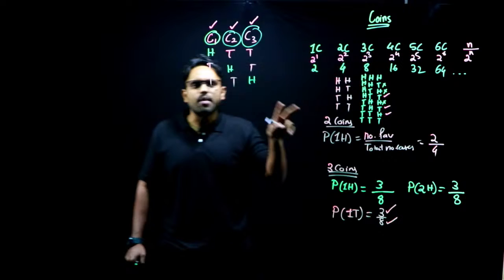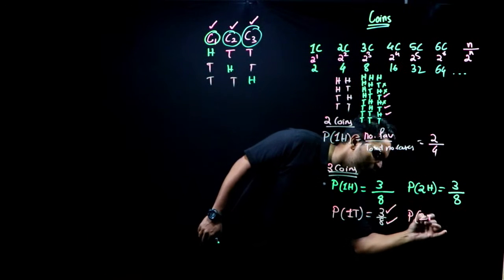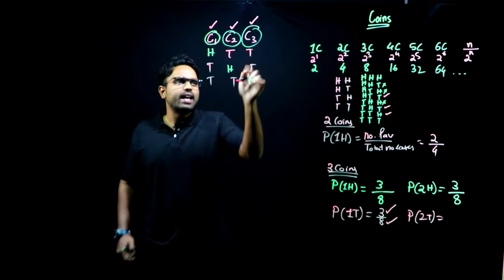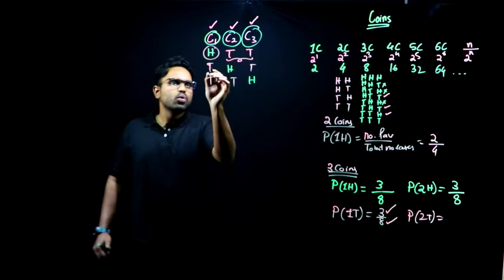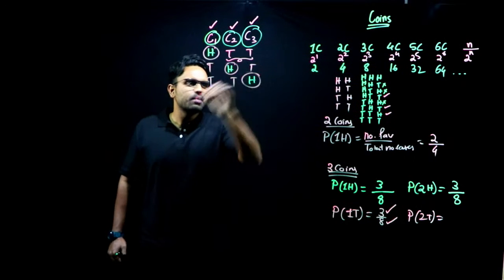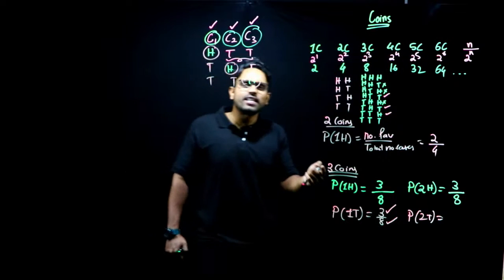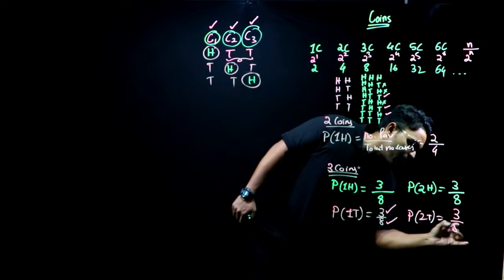What does 2 head mean to me? Now, if I ask you something like this, probability of getting 2 tails, guys. 2 tails, if you observe, is also nothing but 1 head. So, 1 head can appear in what all positions? It can appear in these 3 positions. So, that will be my answer, 3 upon 8.